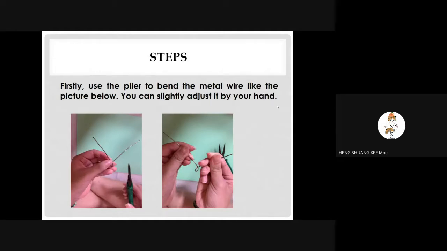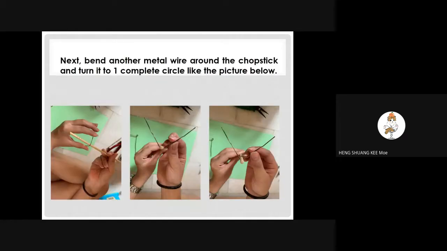Okay, now I will explain the steps. Firstly, I will use the plier to bend the metal like the picture below. You can slightly adjust it by your hand. Just like a 90 degree, you can adjust it to 90 degrees. Looks better. Okay, next, I will bend another metal wire around the chopstick, and then I will turn it to a complete circle like the picture below. It will look like a shape here already.